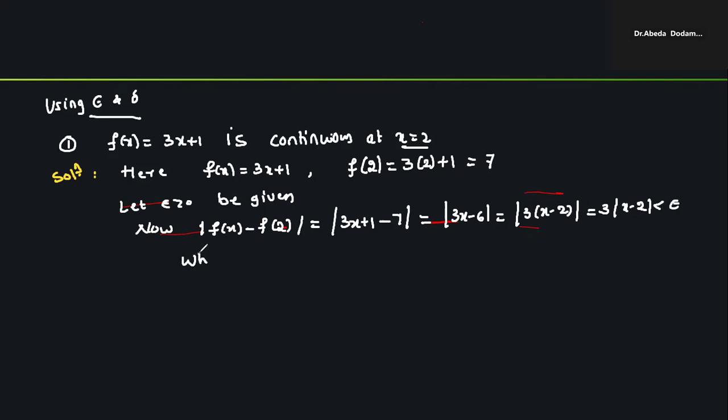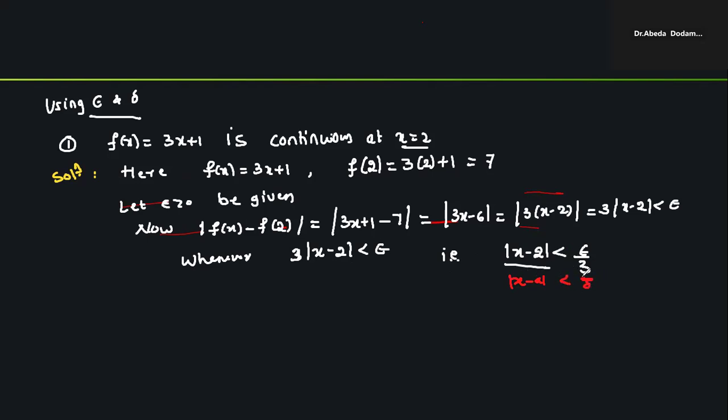So whenever, if you see, in place of x minus a, I have here x minus 2. Just write it in terms of 3 into modulus of x minus 2, which is less than epsilon. That is nothing but, modulus of x minus 2 is less than, dividing by 3, epsilon by 3. Now, if you observe carefully, this one is like x minus a, and this is like your delta.